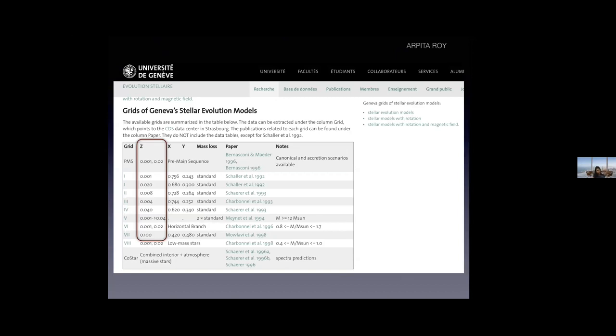Now the most popularly used code is the Geneva code, and I can see even in the Zoom list, Georges is there. I have taken this from their webpage, and you can see if you look at their metallicity, the lowest metallicity is 1/10 of solar metallicity, not below that. But to understand the high-Z galaxies or the metal-poor environments, you need stellar models which are lower than 1/10 of solar metallicity.